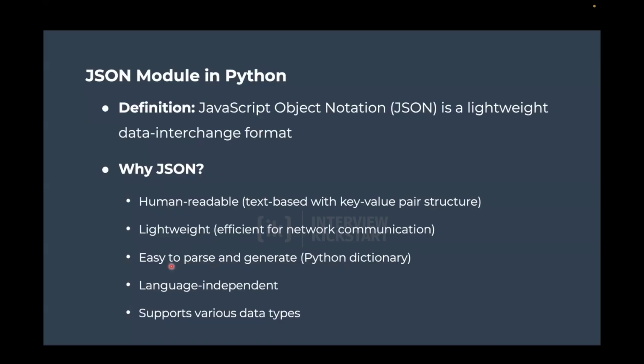And then it's easy to parse and generate because, as you will see, because of its particular key value pair structure, it can be converted into a Python dictionary, and then from a Python dictionary, you can serialize it back to a JSON file. And then it supports various types. So you know that keys in Python should only be immutable, but the values can be of any type. So that is the same for JSON files. So let's see how it works.